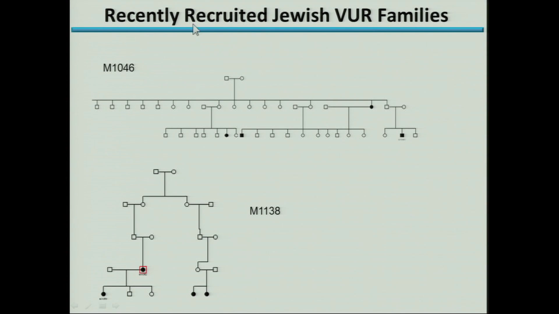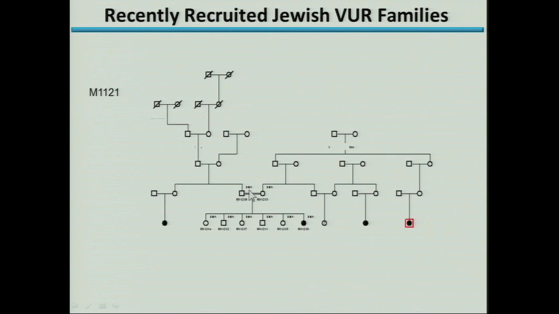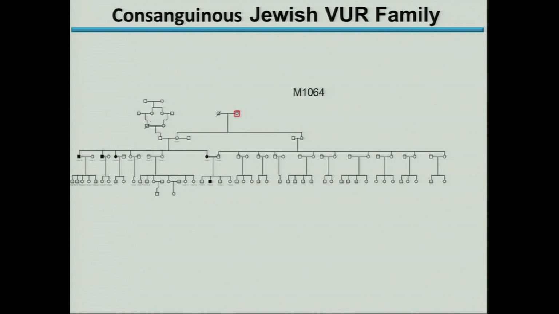So then I recruited a couple of other families back in New York. Here you can see some affected individuals. There's some consanguinity here. You can see here this child was the index case of VUR, and there's consanguinity, and then there are multiple affected members in the family. So the analysis of these families is still ongoing. Here's another consanguineous Jewish family I recruited a few months before I came out to UCLA.